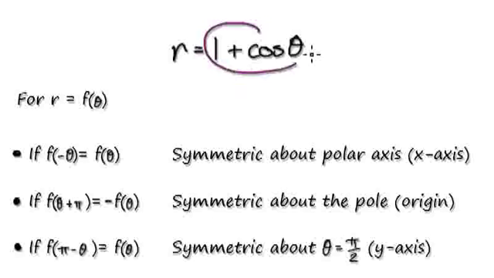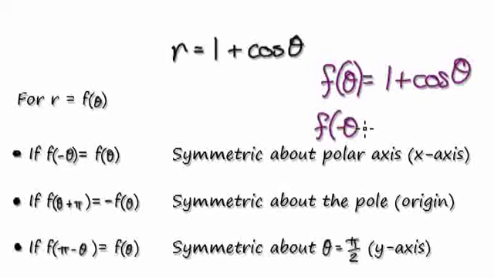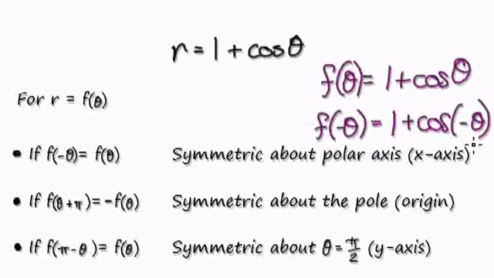Currently we've got f of theta equals 1 plus cos theta. Now apply the negative version. It will look like this: cos of minus theta.